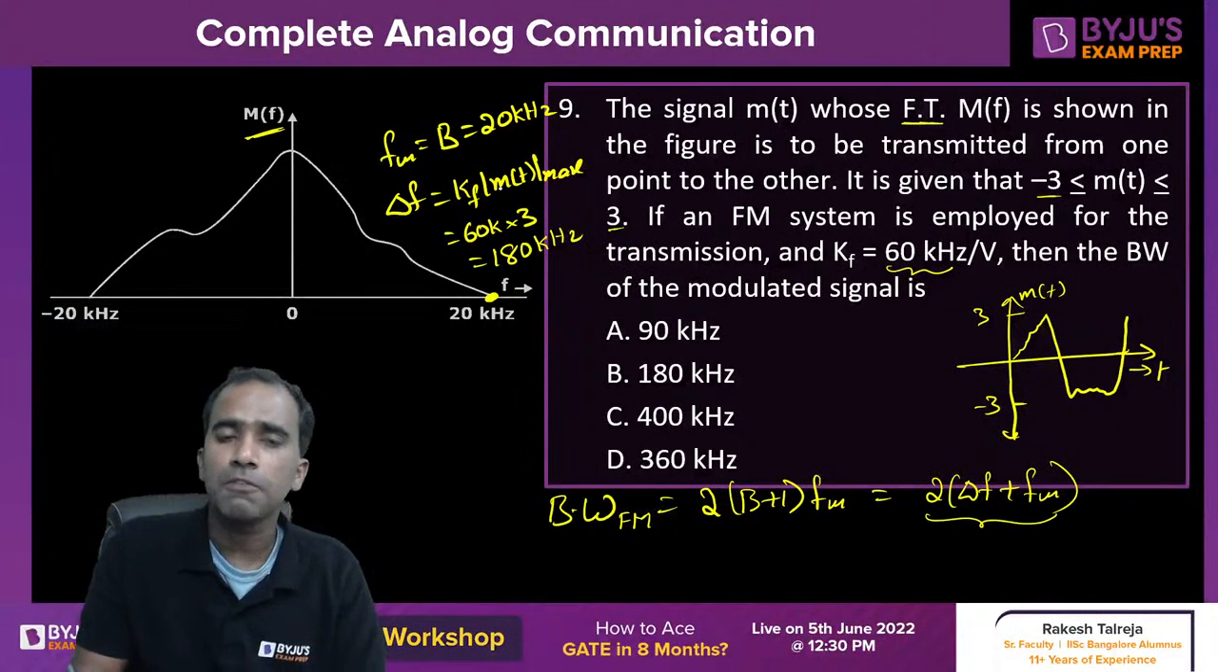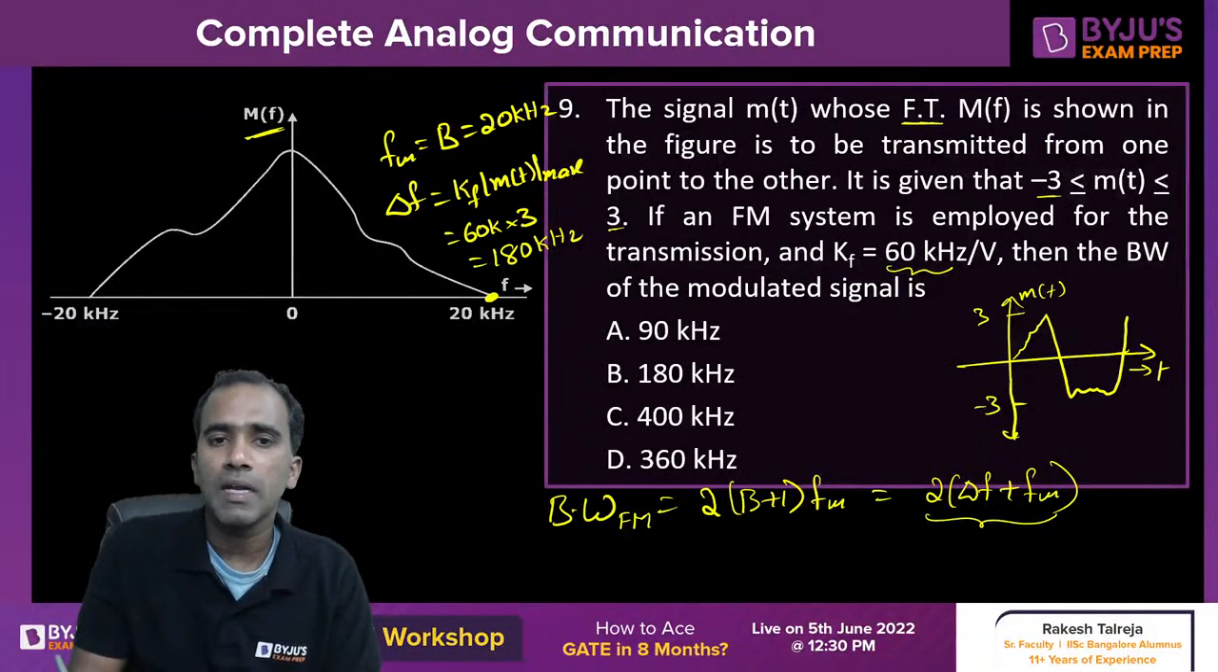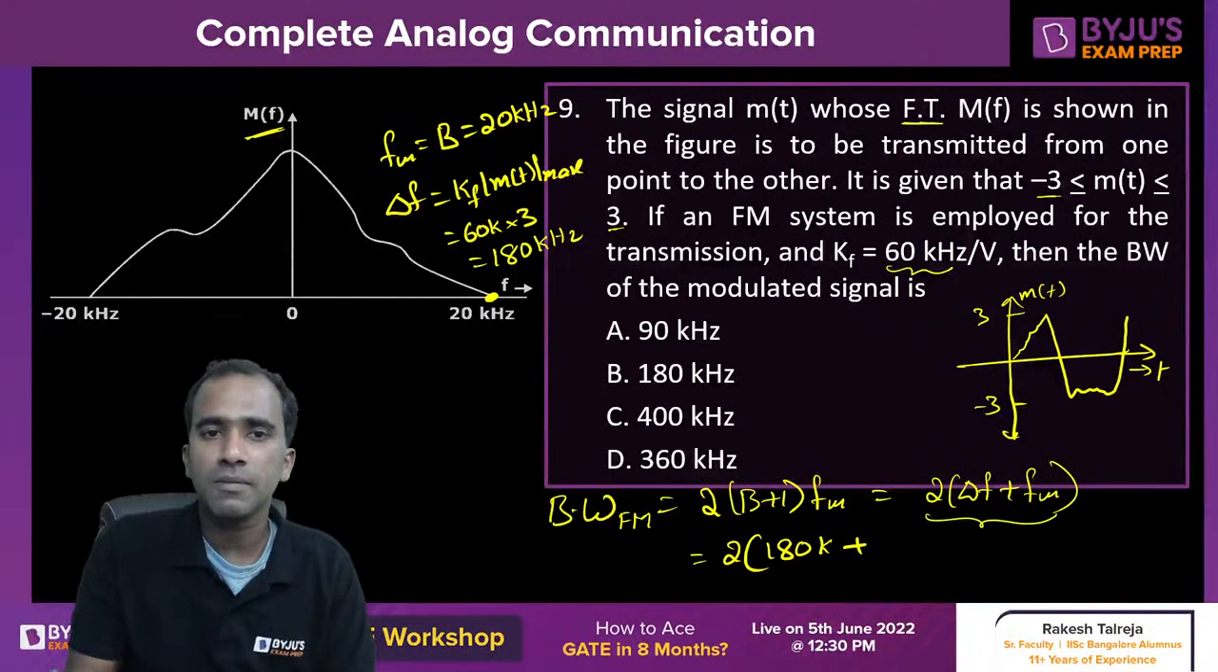Then there is another formula for the frequency deviation, which is beta times fm, but beta is not given in the question. So that's why we have to use kf times the maximum of m(t), because the information is given to substitute for these parameters. So 180 kilohertz is the frequency deviation. You can substitute here: 2 times (frequency deviation 180 kilohertz plus the highest frequency in the message, or bandwidth of the message, which is 20 kilohertz).